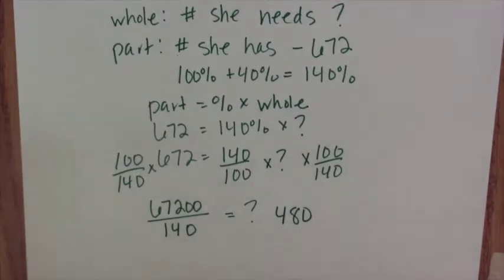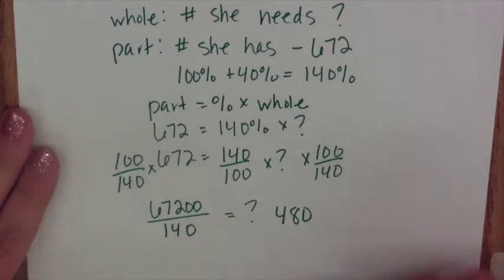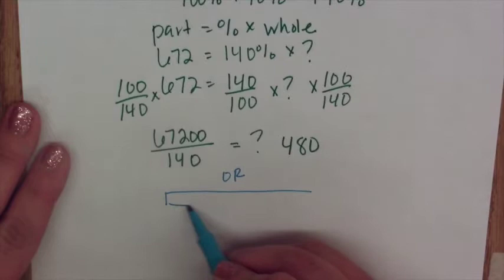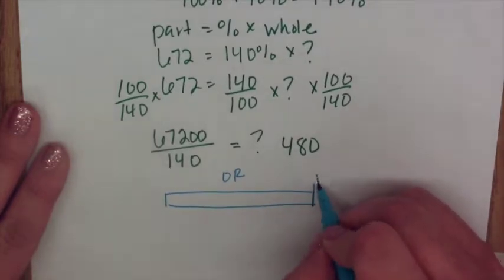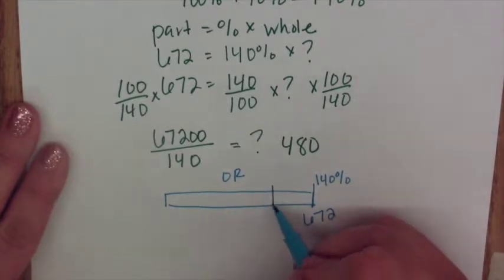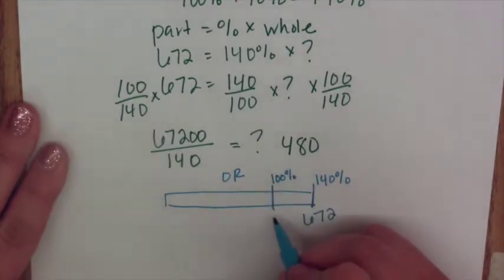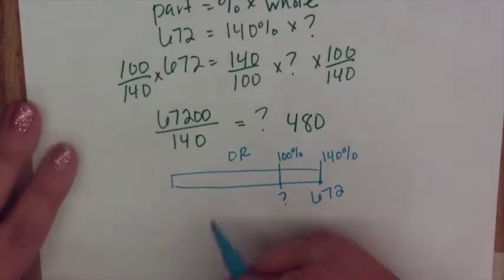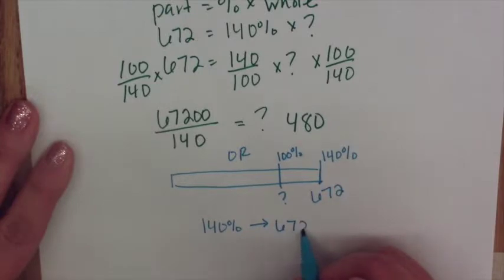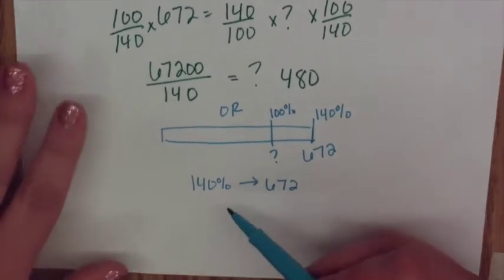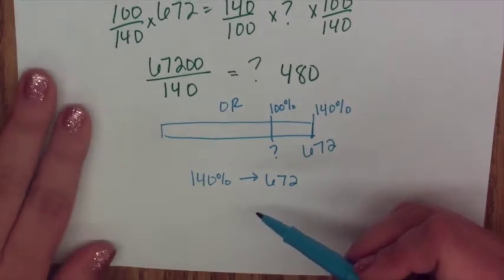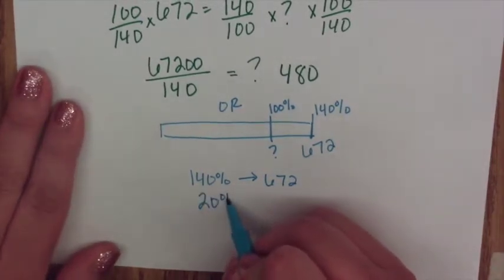So I'm also going to show this to you in a tape diagram so we can think stepwise, or maybe some mental math. So we know she has 140%, which is 672, but we want to figure out what 100% would be. All right, so 140% is 672. So to break this down, you could count by 5s, you could count by 10s, or you could count by 20s. I'm going to count by 20s.